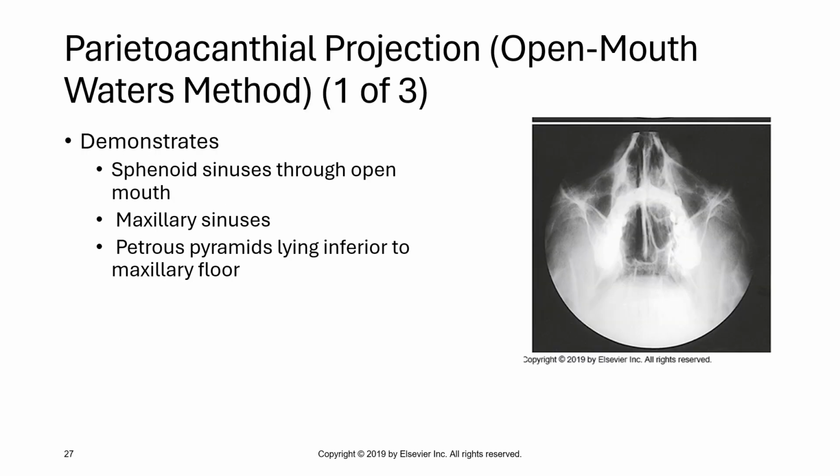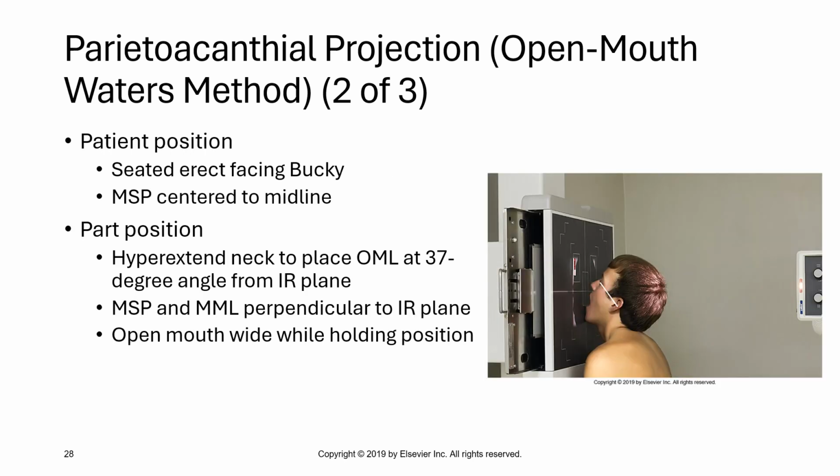The open mouth projection looks kind of weird, but it also looks kind of like a Waters. When you have them open their mouth, the top teeth, the teeth in the maxillary bone, actually move out of the way so you can see the sphenoid sinus posterior to the ethmoid sinuses. Okay. So petrous pyramids again lying inferior to the maxillary floor. So the maxillary sinuses should be above the petrous pyramids. Really, this is just the same view you just did. You're just having the patient open their mouth when they do that.